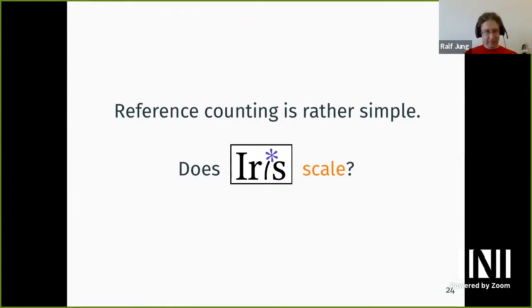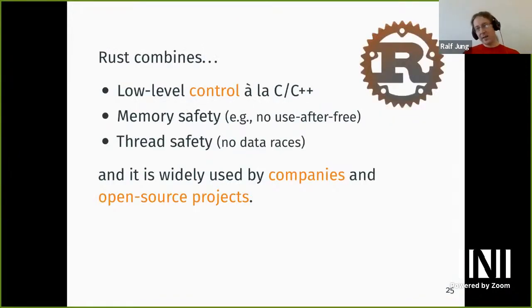proving things about Rust. So what makes Rust interesting is that as a programming language, it combines on the one hand low-level control, like you might be used to from C or C++, with on the other hand strong high-level memory safety guarantees like use after free and thread safety guarantees like absence of data races. And moreover, Rust is widely used by a lot of big companies and open source projects, and is even on its track to become officially used in the Linux kernel for the first device drivers fairly soon. So this is clearly a very interesting and up-to-date language.